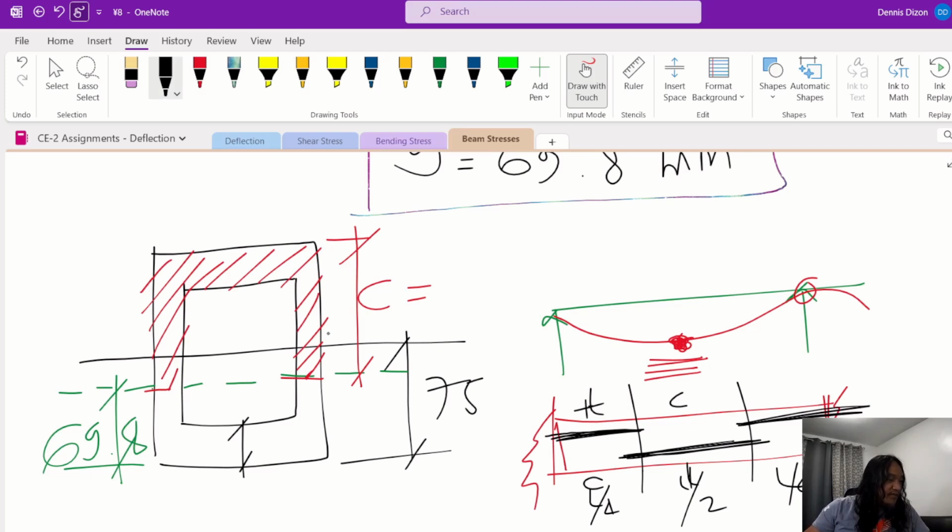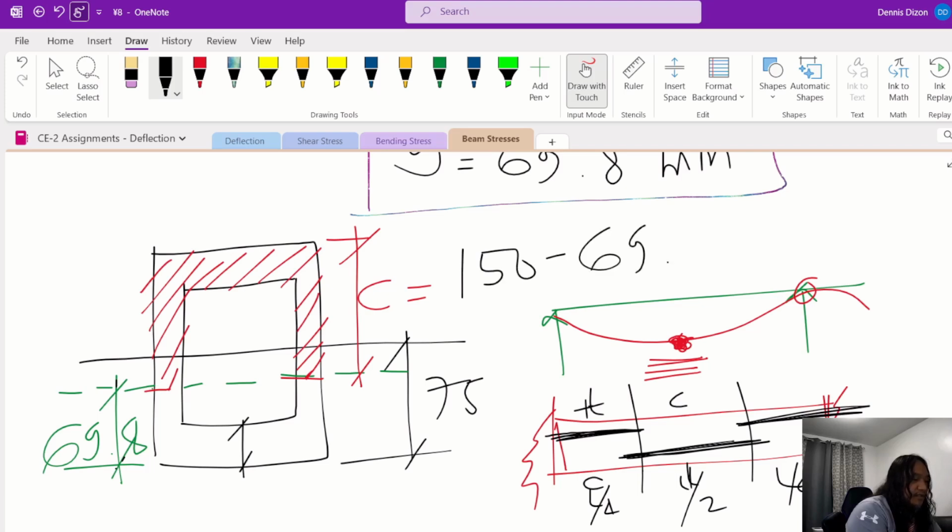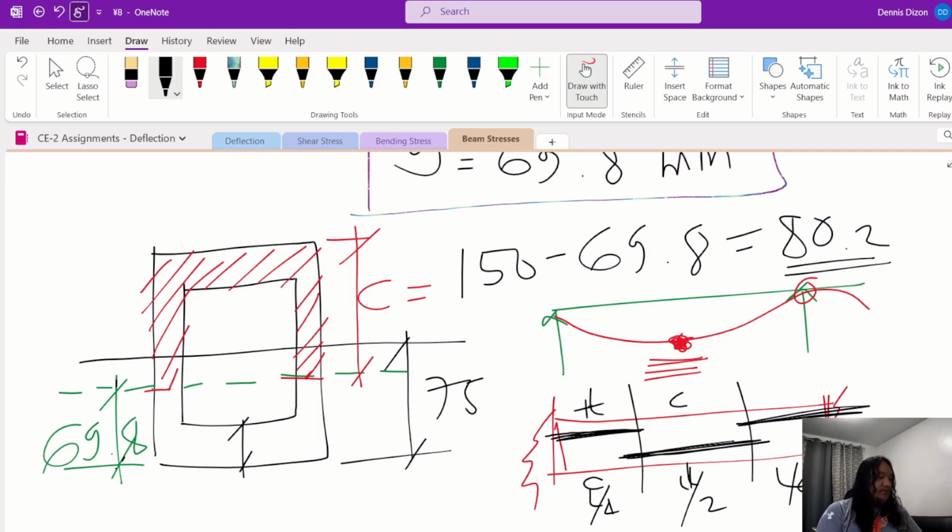So we already have that distance from the axis at the bottom. Therefore, C is 150 minus 69.8, which is 80.2 millimeters. So that is our distance.